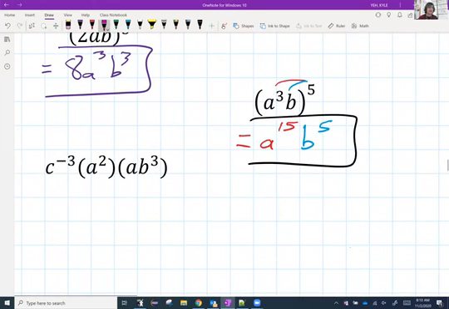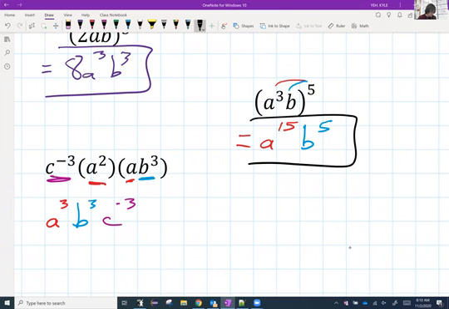And then last one. Let's multiply some of these together. C to the -3rd times a squared times ab cubed. I'm just going to multiply again, like we did. A squared times a is a cubed. That's 3 a's being multiplied together. B cubed, there are no b's to multiply by, so it's just b cubed. And c to the -3rd, there are no c's to be multiplied, so it's just c to the -3rd.